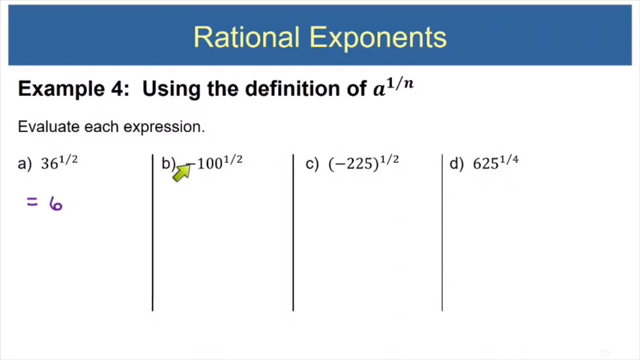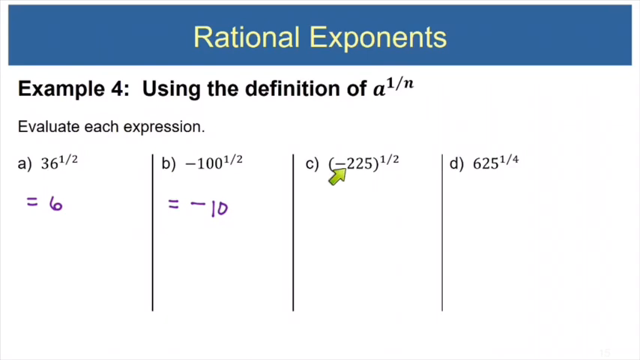In part B, we have negative 100 to the 1/2 power. Now be careful about what your exponent is applying to. Here, the 1/2 power is applying to the 100, but there are no parentheses, so the exponent is not applying to this negative right here. Okay, so the negative is going to sit in front of the answer, and then we're looking for a number whose second power is 100, so of course that number is 10. So negative 100 to the 1/2 power is negative 10.